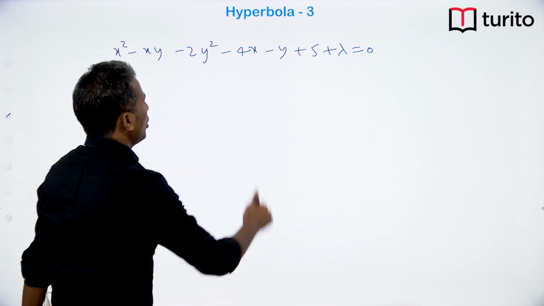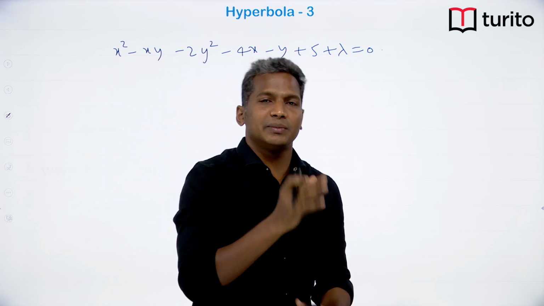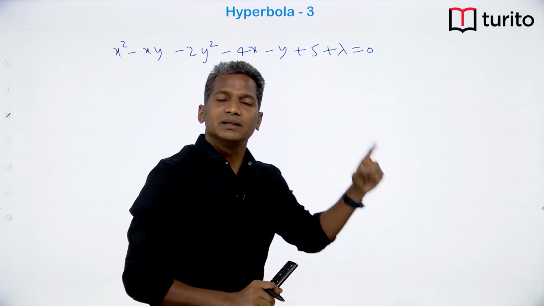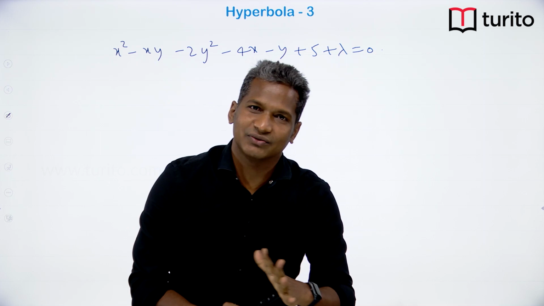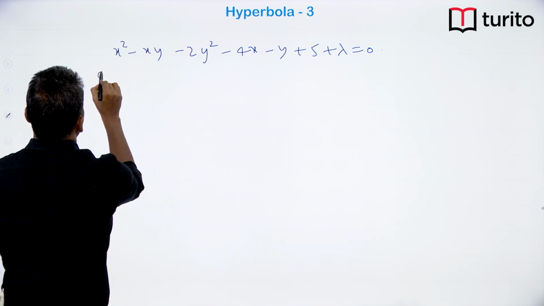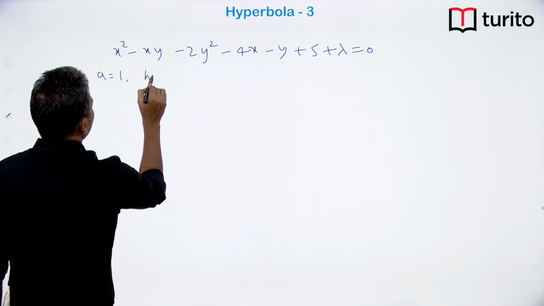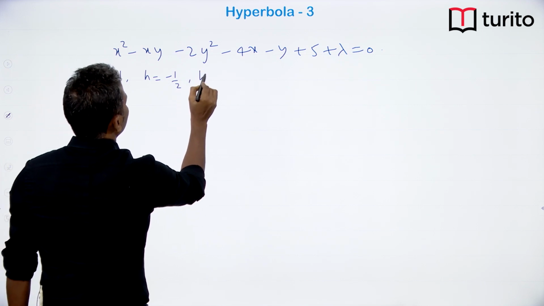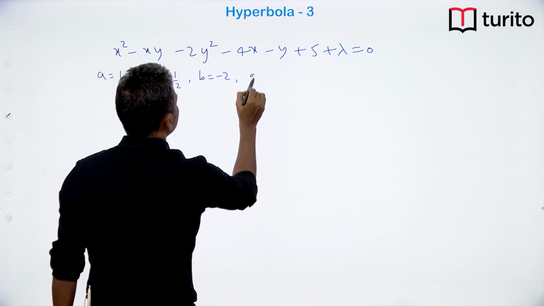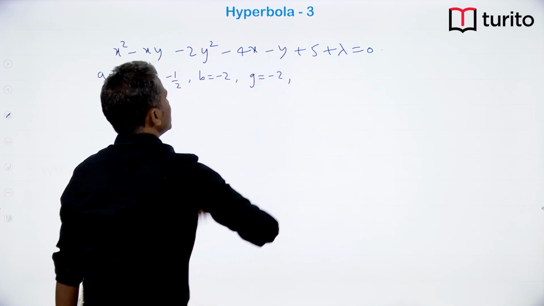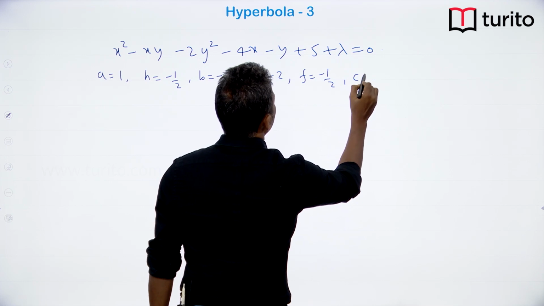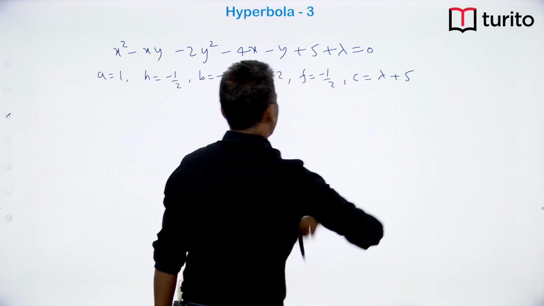When all hot girls having boyfriends go for cinema. When all hot girls having boyfriends go for cinema, then the equation will represent two straight lines which are a pair of straight lines. So, how do we do that? Just get the values. Here A is equal to 1, H is equal to minus 1 by 2, B is equal to minus 2, and this is going to be the 2G term. So, here G becomes equal to minus 2, this is going to be the 2F term. So, F is going to be minus 1 by 2, and the constant C is lambda plus 5.